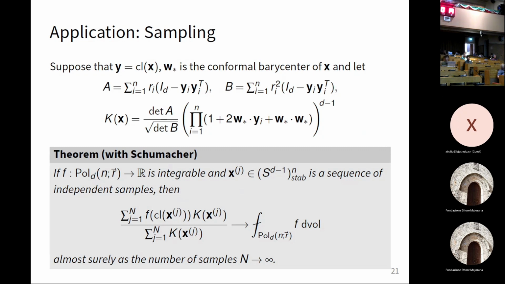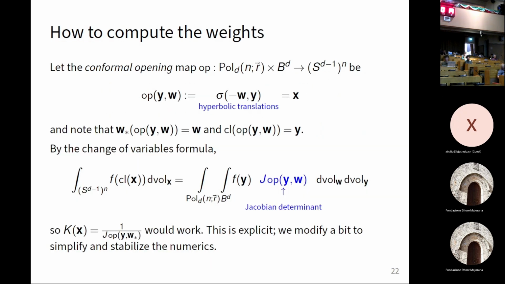So how do you get these weights, right? How do you take the untakeable derivative? Here's the point. Don't think about closing an open polygon. Think about opening a closed polygon. That's the inverse map. So given a closed polygon and some point in the ball, we can generate the corresponding open polygon by translating the origin to that point in the ball. That gives me an open polygon which would have closed to get this guy. That is to say, I know explicitly a formula for the inverse of conformal barycenter closure.